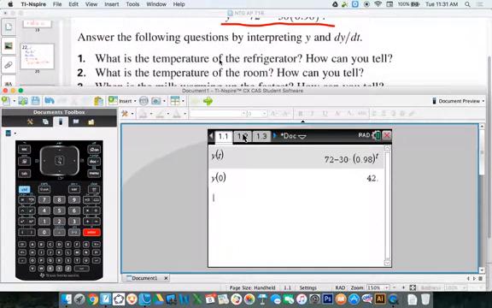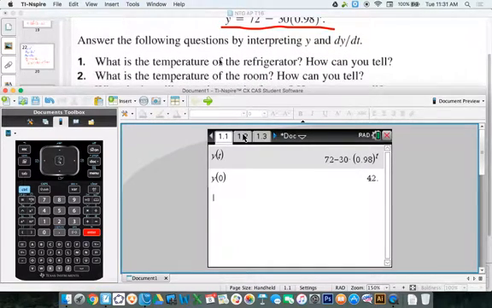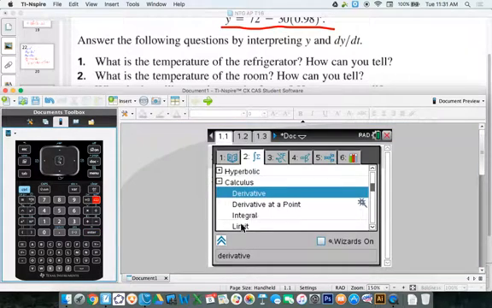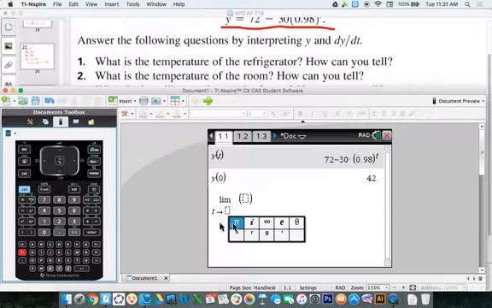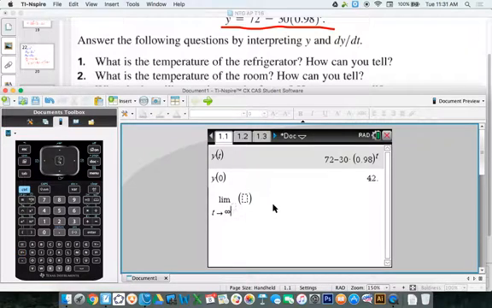And then what is the temperature of the room? Well, as the milk sits out on the counter, it's going to approach the temperature of the room. So what we want to do is take the limit of the temperature as time approaches infinity. The longer that milk is out, the closer it is going to get to the temperature of the room. So we're going to let time approach infinity for our y function.